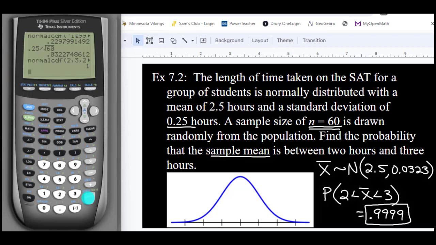The reason is, if you think about how many standard deviations away you are, you're like 30 standard deviations either direction, or sorry, not 30. What do we have here? So 0.5 divided by 0.0323. You're 15 standard deviations in either direction. And remember, 3 standard deviations in either direction is already 99.7%. So it seems reasonable that this would be 99.99% of the values, or of the chance that the sample mean will be in that range.